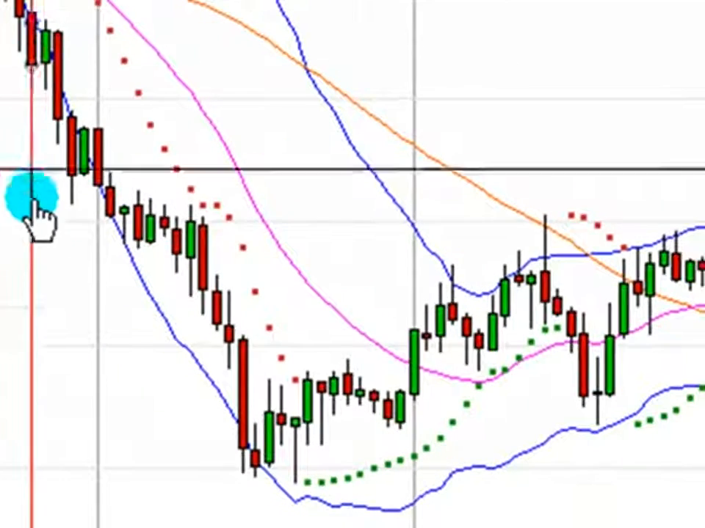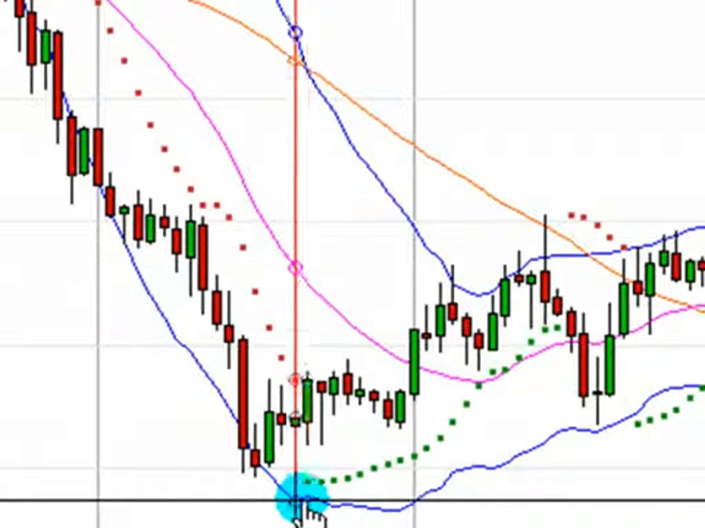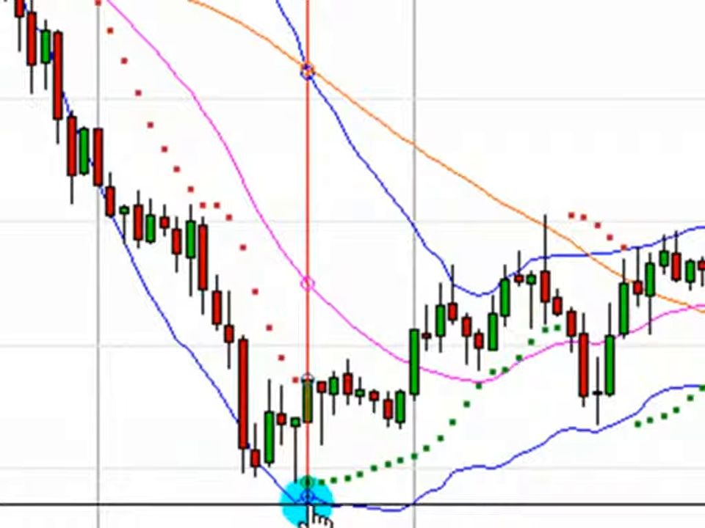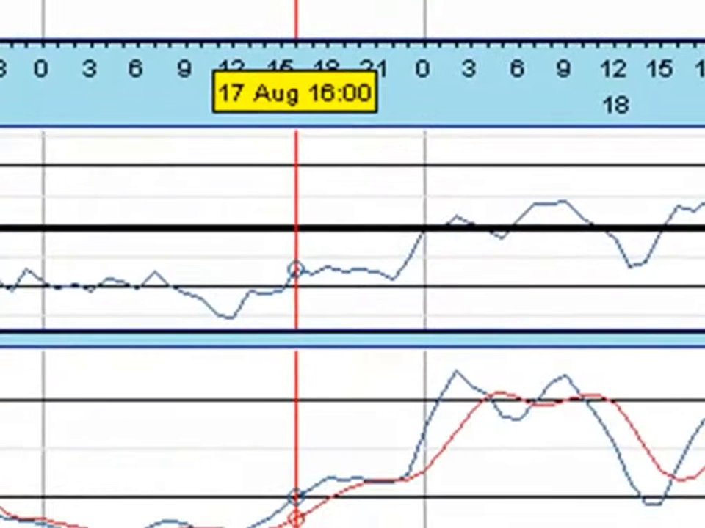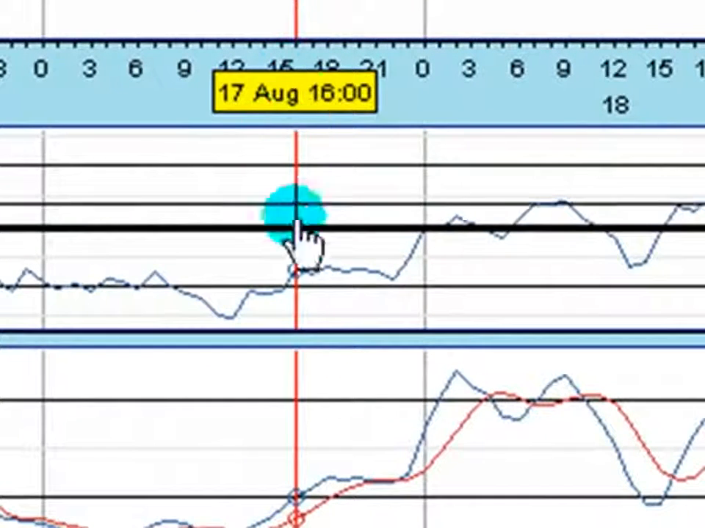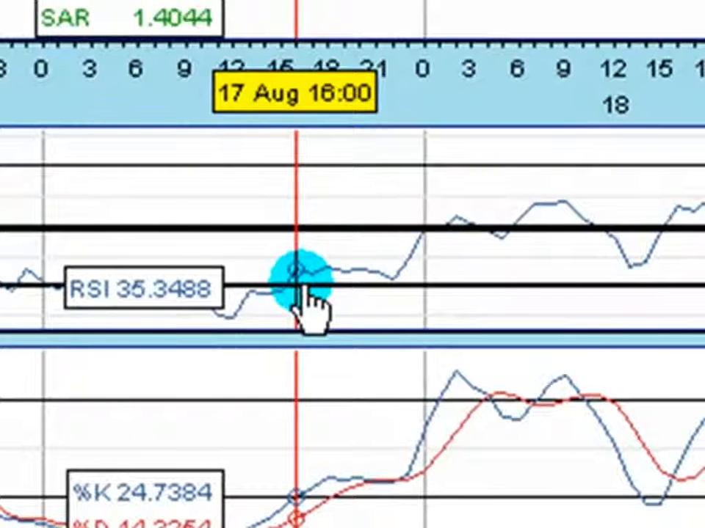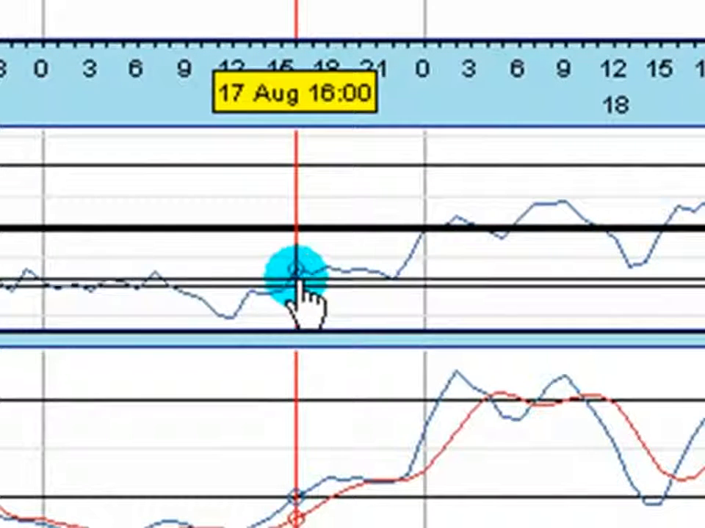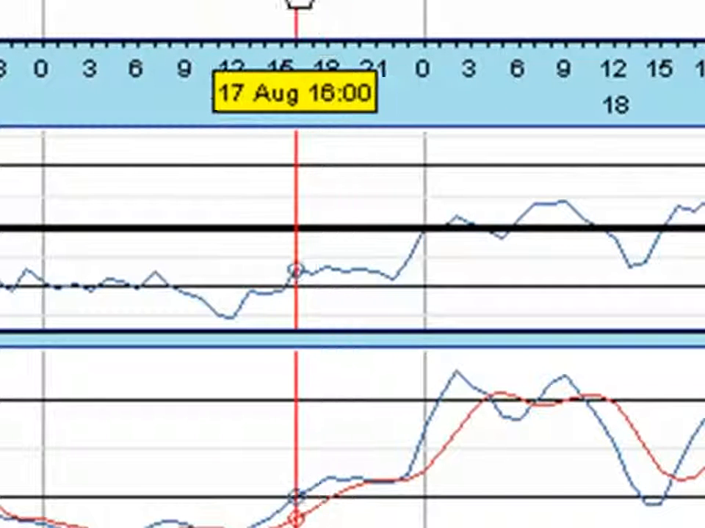Let's go and look for another one. We would certainly not trade this particular stop and reverse indicator. Two reasons: one is the trend is not right, and also if we go down to the RSI and take a look, that's in the bearish territory. There's no way we could take this trade.